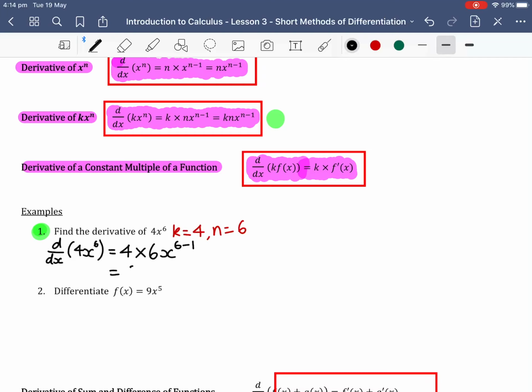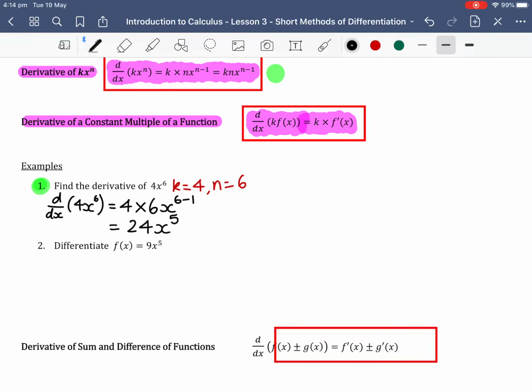So this equals 4 times 6, which is 24. X to the power of 6 minus 1 is just 5. So that is our answer.